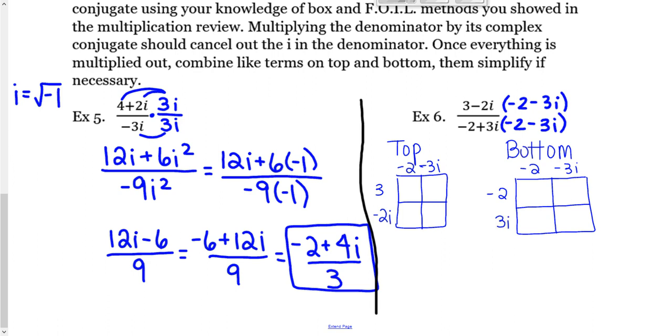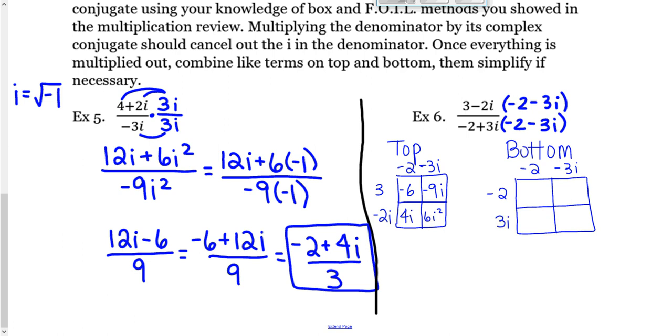Let's start filling in the box for the top. I've got 3 times negative 2, that's negative 6. I've got 3 times negative 3i, that's negative 9i. I have negative 2i times negative 2, which is 4i. I've got negative 2i times negative 3i, which is 6i squared. And guys, if I'm going too fast, you can pause this at any time. Then on the bottom, I've got negative 2 times negative 2.